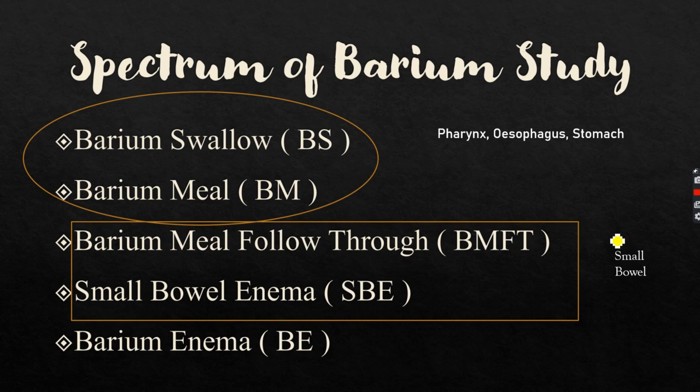Whenever we are suspecting any pathology in the small bowel, the options available are barium meal follow through, which we are going to cover in this video. Then small bowel enema, the various options we have discussed in the previous video, the 5 options, including enteroclysis. All these things we are going to discuss in this video, the important points.